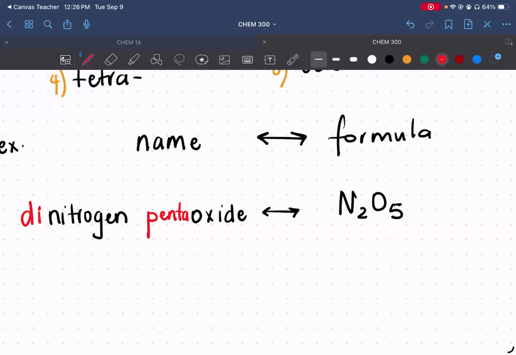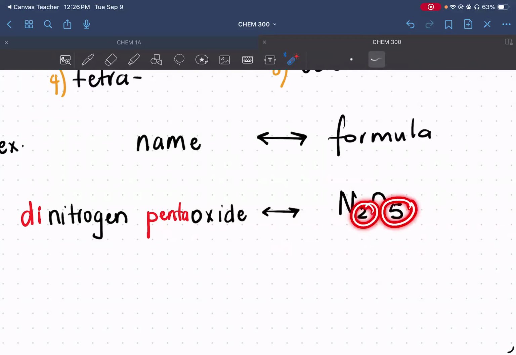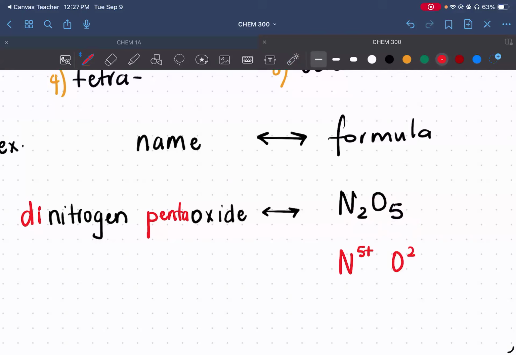Now, does this make sense? Does this actually line up with what we know? Yes, it does. Now, earlier, I just told you that the one on the left assumes the role of the positive charge. Now, nitrogen is in group 5, which I've told you its ideal charge is -3. It's in group 15. So how is it positive? Well, let's take a second to look at it. If we were to reverse crisscross these numbers, we would get N5 plus and O2 minus.